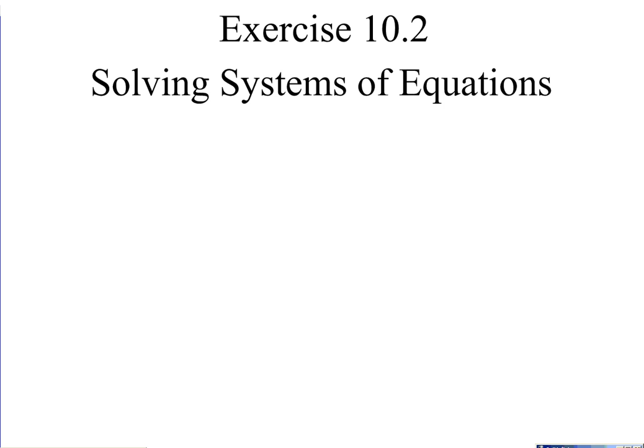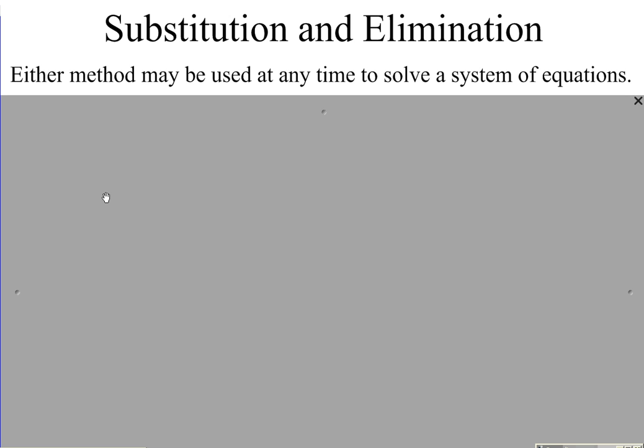Exercise 10.2, solving systems of equations. When you are solving a system of equations, that means that you are asked to do either substitution or elimination to find the point of intersection. Either method may be used at any time to solve a system. So you can use substitution, you can use elimination, even if the directions tell you to use substitution.